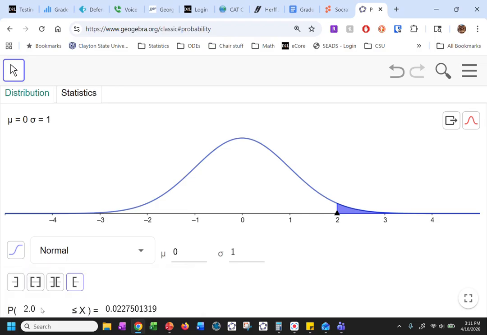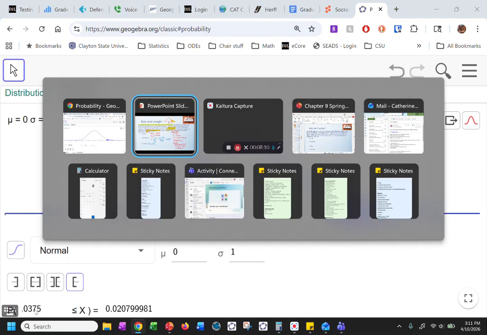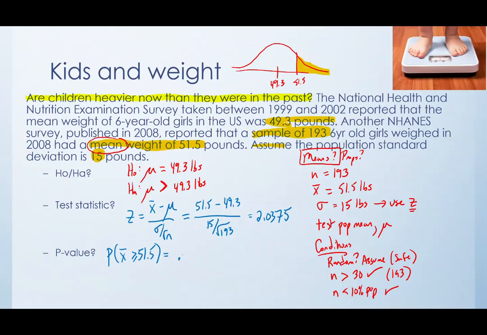Okay, 2.0375. Come on, there we go. 2.0375, not 275, 375. There we go. Okay. So our p-value, 0.0208. Great. So we had our test statistic. Now we have our p-value. Seems to match our sketch and our conclusion.